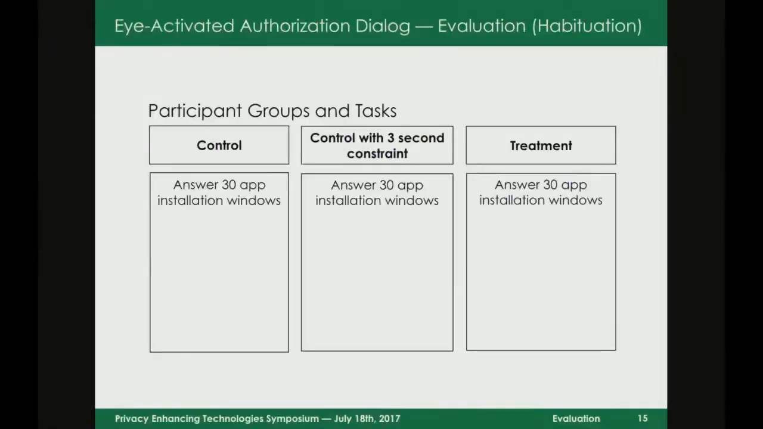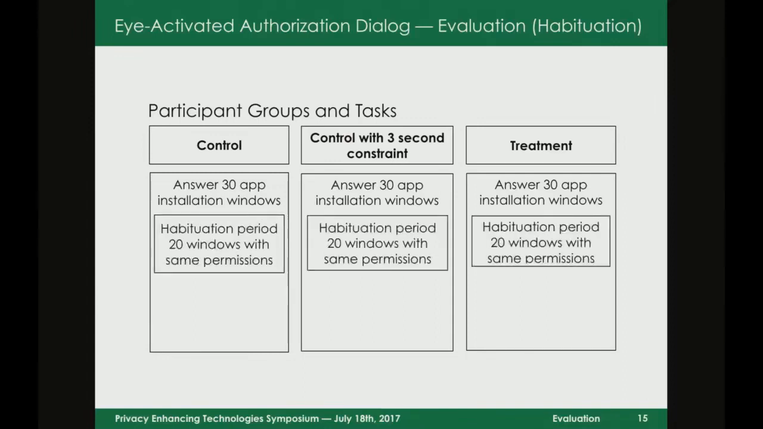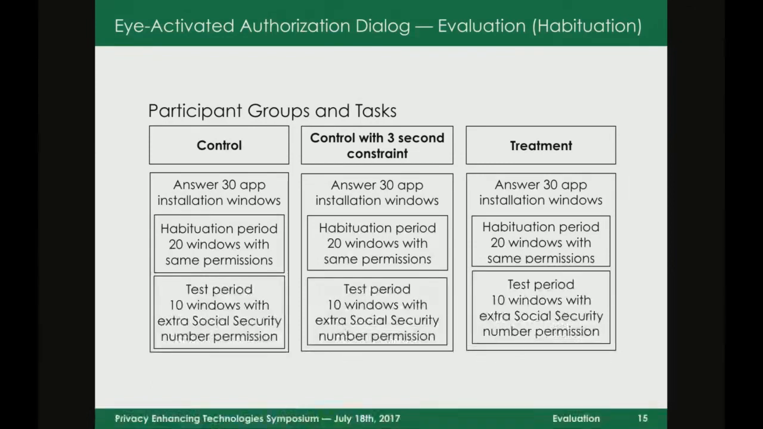OK, so the next step was to see if our approach is also resistant to habituation. So habituation is repeated exposure to something, and then seeing if after the habituation period, it's still going to be effective. So again, we had these three participant groups. And the way we habituated the participants was we asked them to answer a set of installation dialogues 30 times. And 20 out of these 30 dialogues were in the habituation period, where we had the same permission, which was public profile information permission. And then after that, we had this test period, which consisted of an additional 10 installation dialogues or windows, where we had this extra social security number permission.